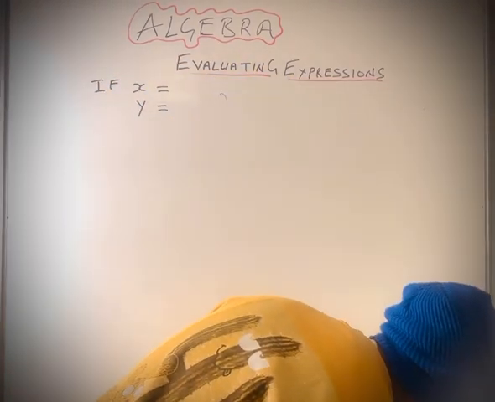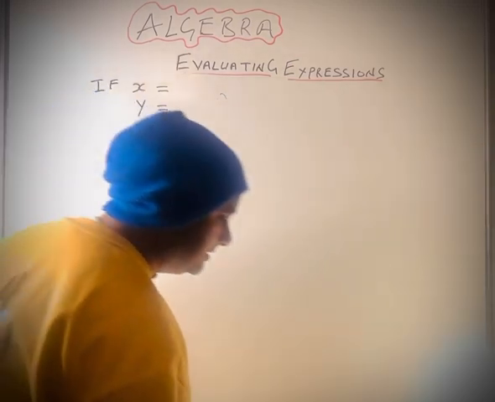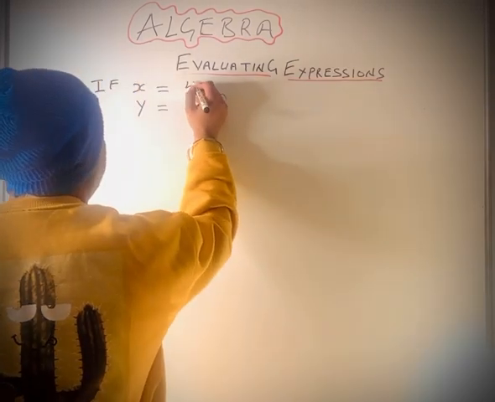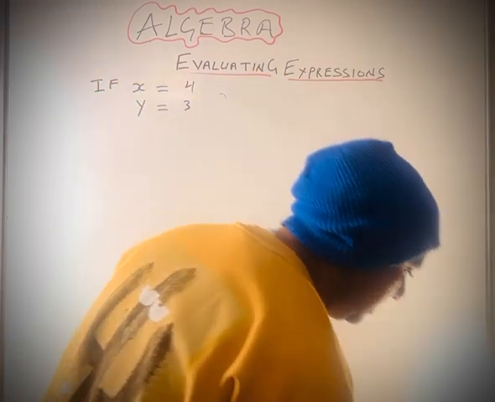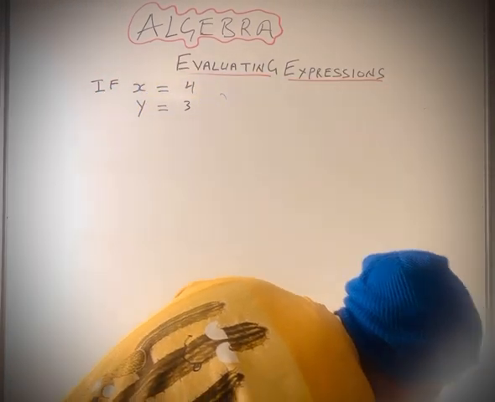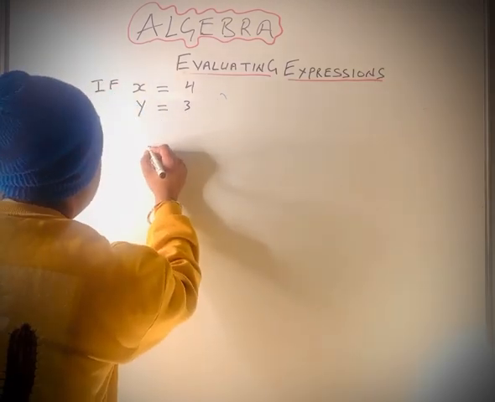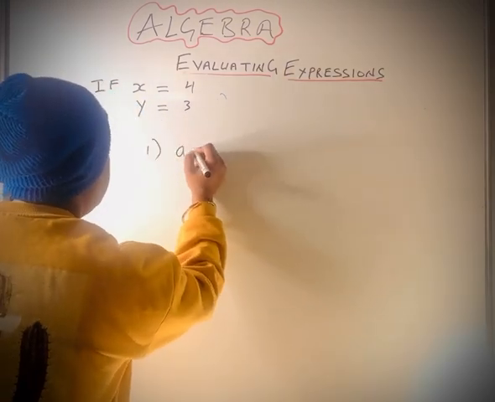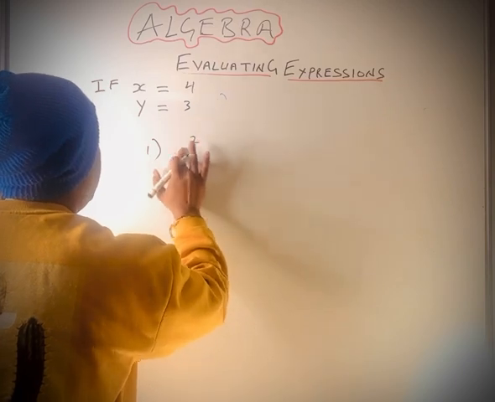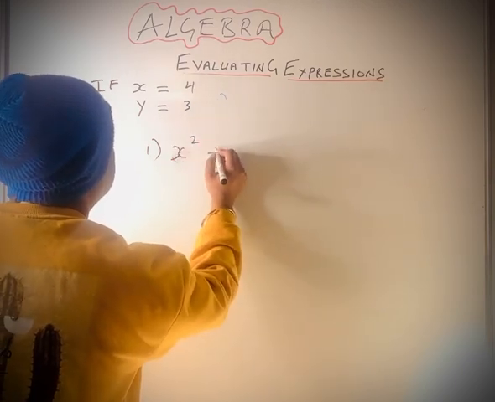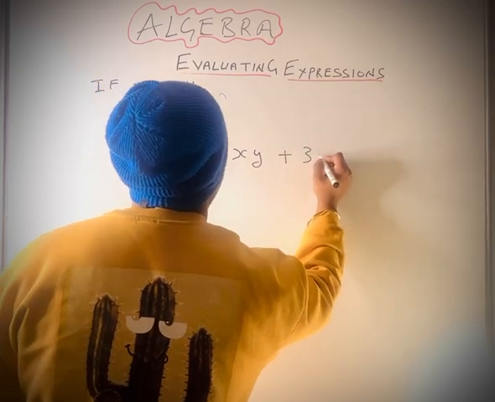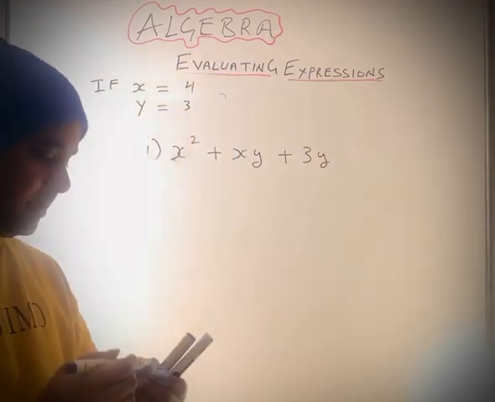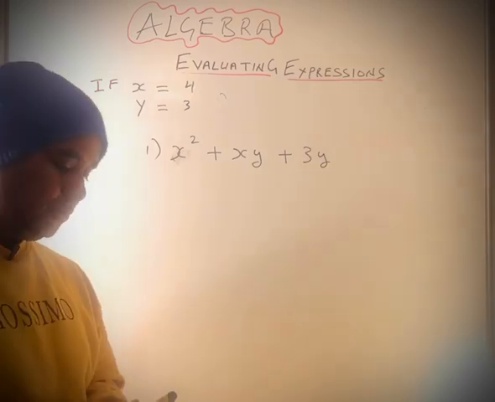So let's see, let's say x is given as 4, right? And y is given as 3. And let's say I have a question where I have an expression like x squared plus xy plus 3y. Let's say this is the expression. Now what exactly do I need to do in this case?